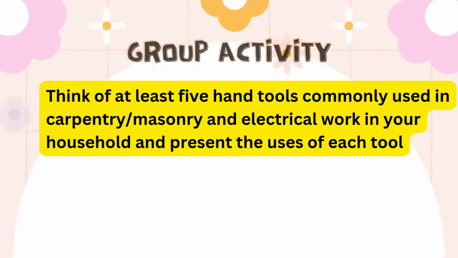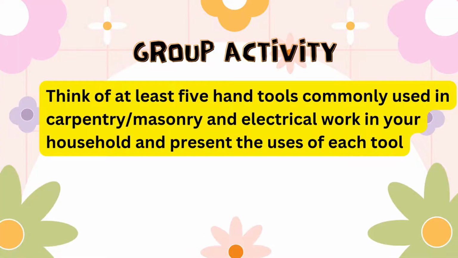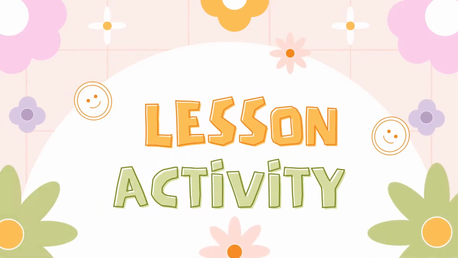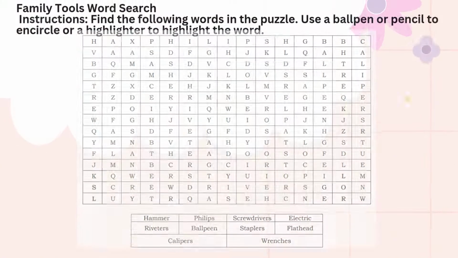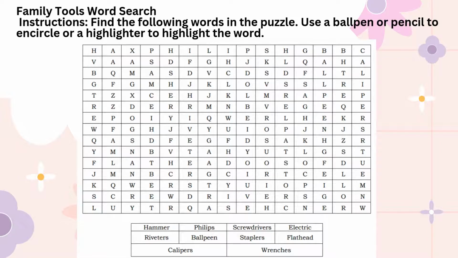Group activity. Think of at least 5 hand tools commonly used in carpentry, masonry, and electrical work in your household, and present the uses of each tool. Lesson activity. Family tools word search. Instructions: find the following words in the puzzle. Use a ball pen or pencil to encircle, or a highlighter to highlight, the word.